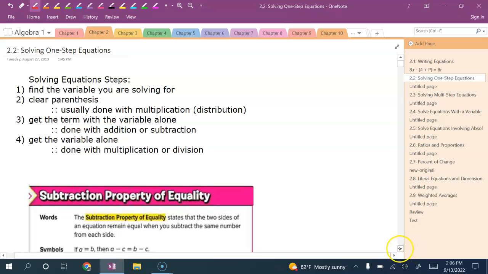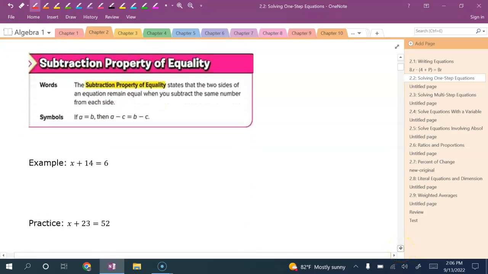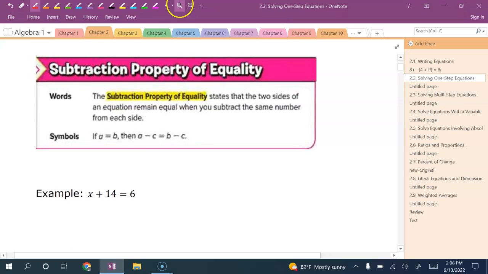The subtraction property specifically is talking about how if you have something with a plus sign, you can subtract it over to the other side in order to get that letter by itself. For example, if I have x plus 14 equals 6, I see this plus 14 here. So to move 14 over to the other side, I would subtract it.